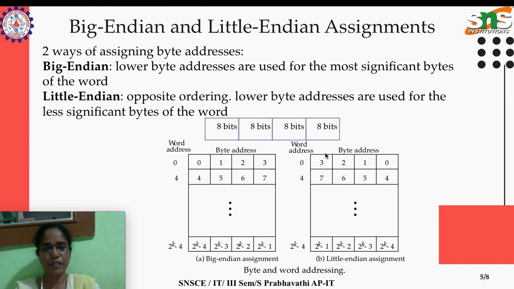The reverse of big Endian is little Endian. In little Endian, the lower byte address is used to represent the least significant byte of the word. So this is the least significant byte of the word, and this is the most significant. Little Endian is the opposite of big Endian. So in these two ways we can assign the byte addresses for the words.